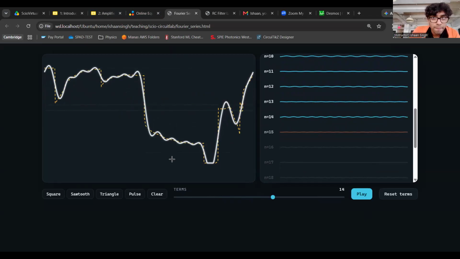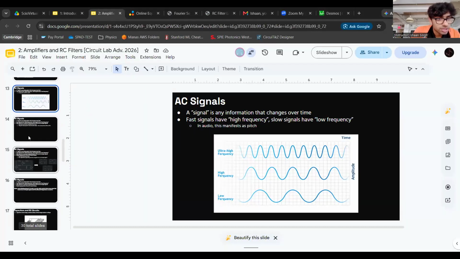Are we all good on that? The moral is that any complicated signal is representable as a sum of sine waves of single frequencies, and single frequencies are easy to analyze. Okay. So now going back to this.